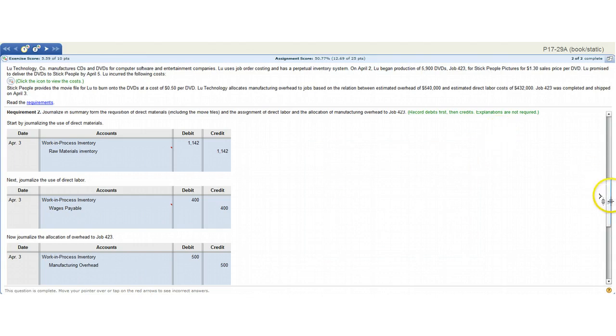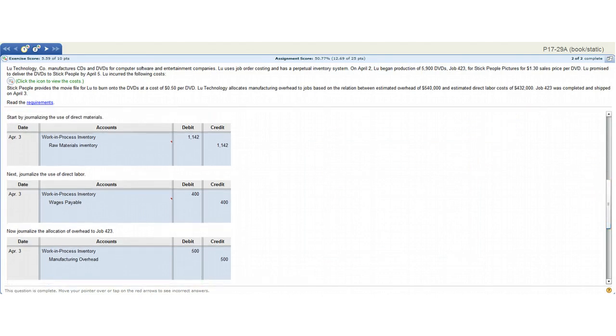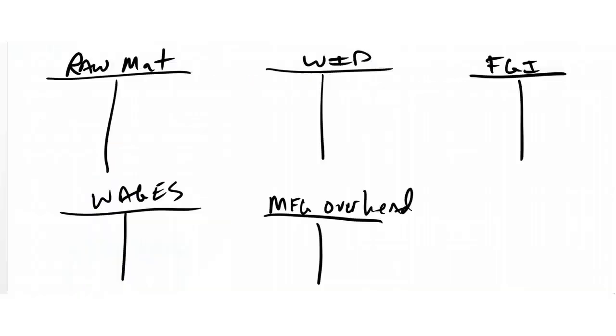Now it asks us to journalize several of these transactions. And the way I like to think about this is looking back at the T accounts. So we have basically five manufacturing T accounts: raw material, work in process, that says WIP, and finished goods inventory. Those are all inventory accounts, so they're balance sheet accounts. Wages and overhead are expense accounts, but they need to be zeroed at the end of the month.